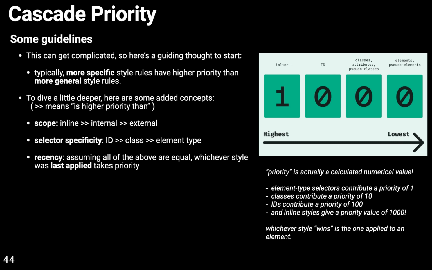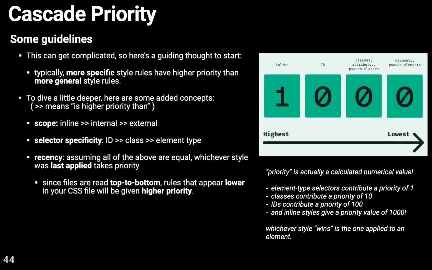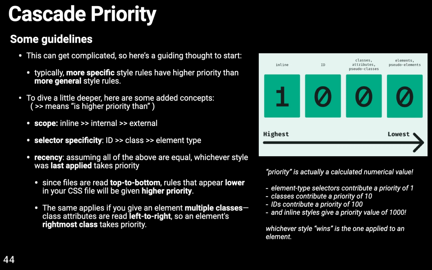Recency is the next one. So assuming everything else is the same, let's say there's no IDs, but it is all internal CSS, right? Now it comes down to recency. Assuming everything's the same, which one was applied last will take priority. Since files are read top to bottom, rules that appear lower in your CSS file will be given higher priority if they are the same rule. So the last one applied gets the application. And the same applies if you're doing classes.